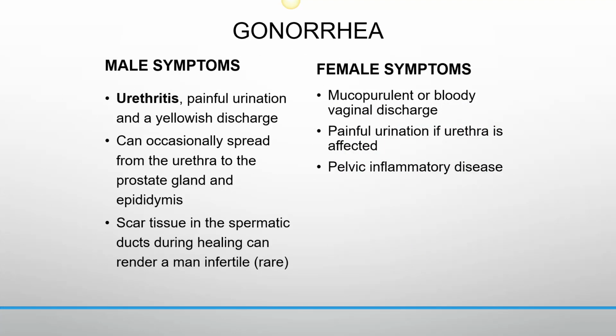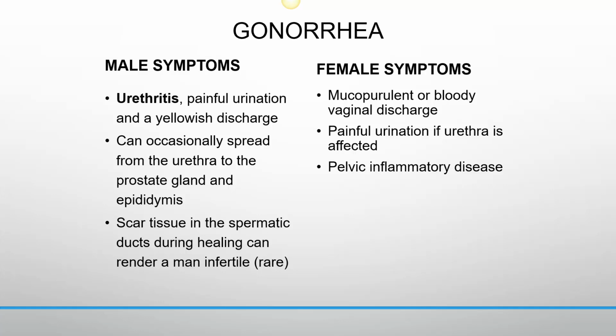Symptoms of gonorrhea in a man include painful urination and a yellowish discharge, and it can occasionally spread from the urethra to the prostate gland and epididymis. Scar tissue in the spermatic ducts during healing can render a man infertile. Although this is rare, it's possible, especially nowadays when we have all of this antibiotic-resistant gonorrhea floating around. Patients take longer and longer to get treated with a successful antibiotic, which leads to an increase in the incidence of infertility.